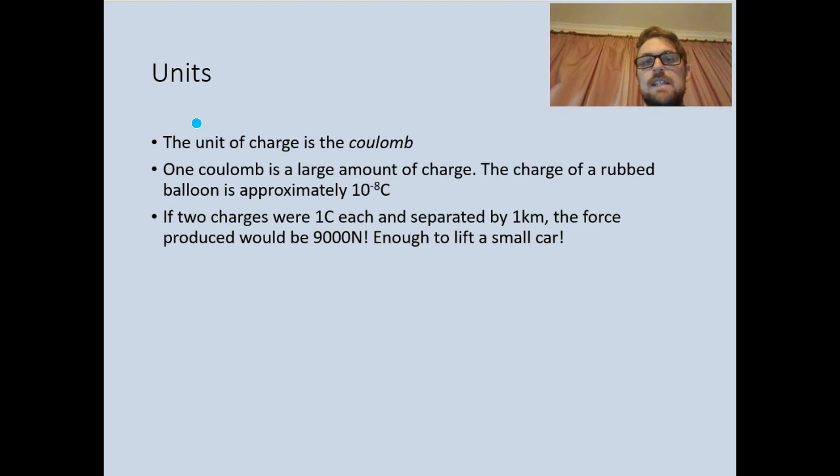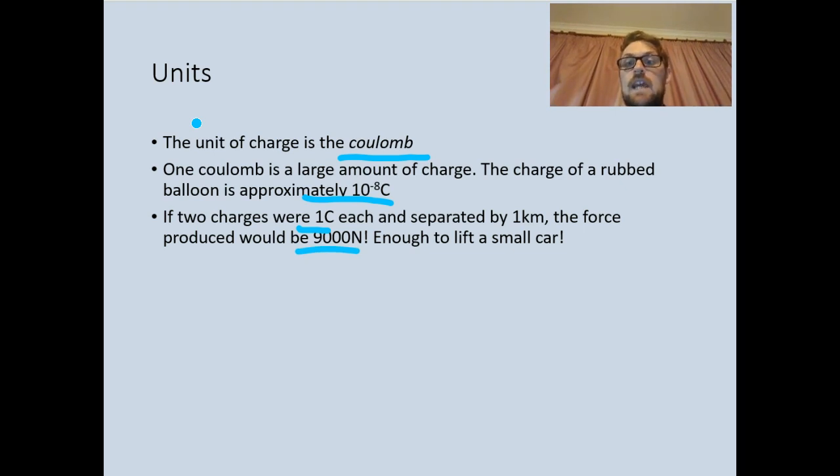All right, so just a couple of facts here. The unit of charge is a Coulomb, as I've stated already, and 1 Coulomb is huge. When we're dealing with forces, we say 1 Newton, that's not a lot. But 1 Coulomb, that's a huge amount of charge. When you think about rubbing a balloon, as I've stated down here, that's approximately 10 to the minus 8 coulombs, so a really tiny amount, 0.00000001. So if you did have a 1 Coulomb charge, and you separate it by a kilometer, so that's a pretty large distance, the force produced by it would be 9,000 newtons.